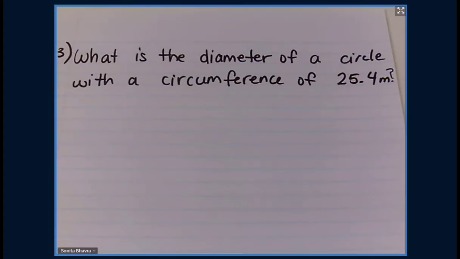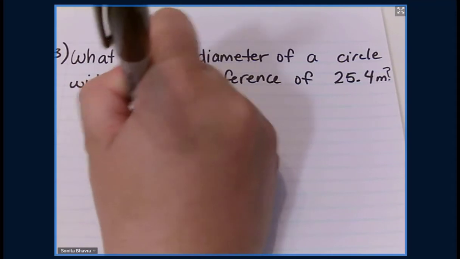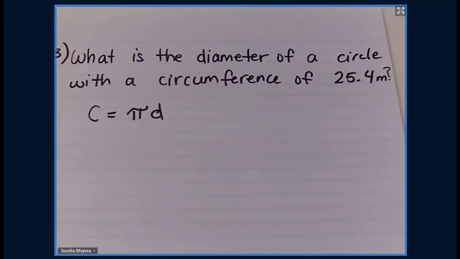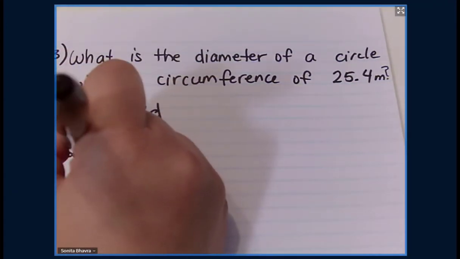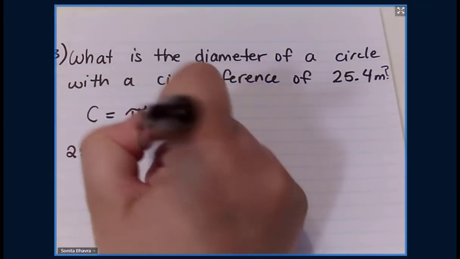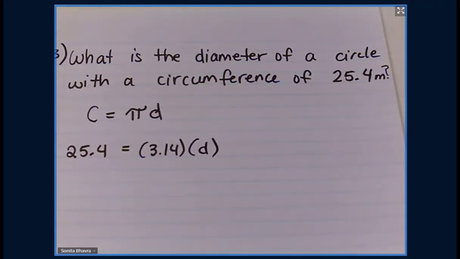All right, so we're looking here at example 3. What is the diameter of a circle with a circumference of 25.4 meters? So we can use our formula, which is C is equal to pi d. And in this case, we're given our circumference. Our circumference is 25.4 meters. So I'm just going to substitute that in for circumference. So we have 25.4 is equal to 3.14 times d.